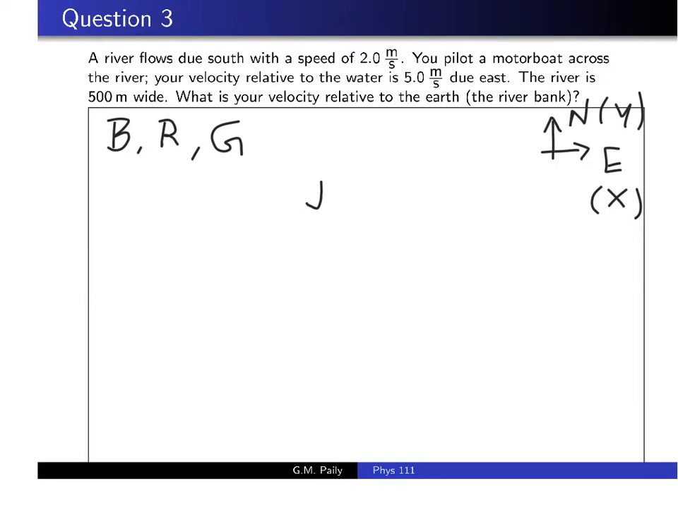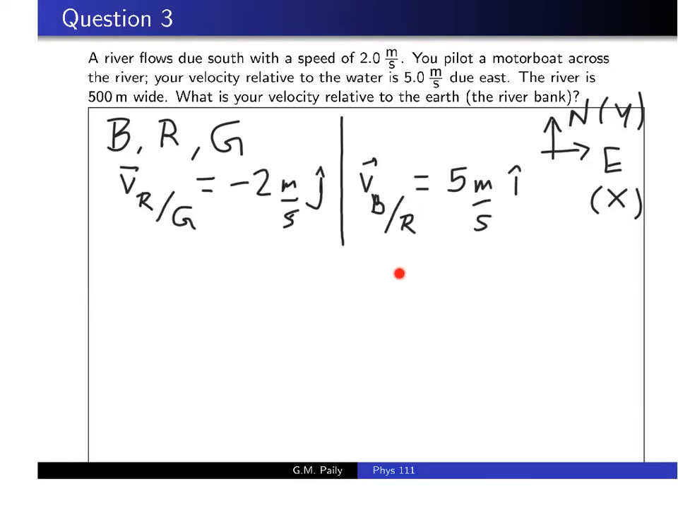The velocity of you in the boat with respect to the river is 5 meters per second i hat, since you're moving east. We wish to find the velocity of the boat with respect to the ground. Once again, we start with the easy stuff. We write the two v's with the vectors.